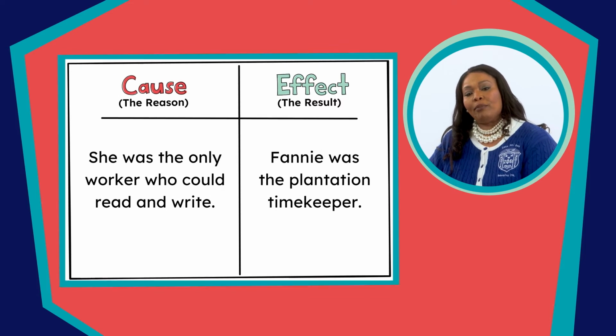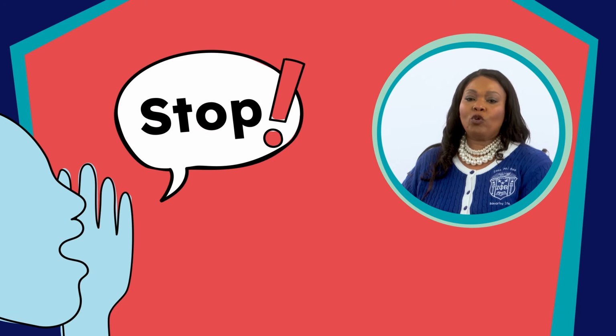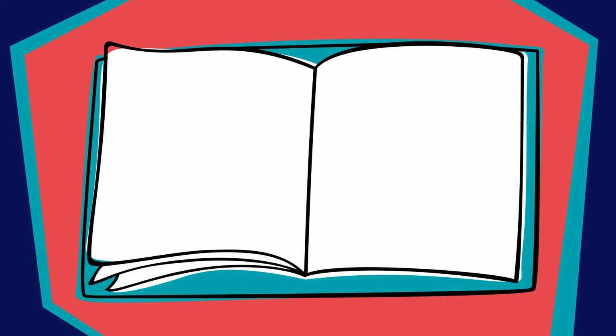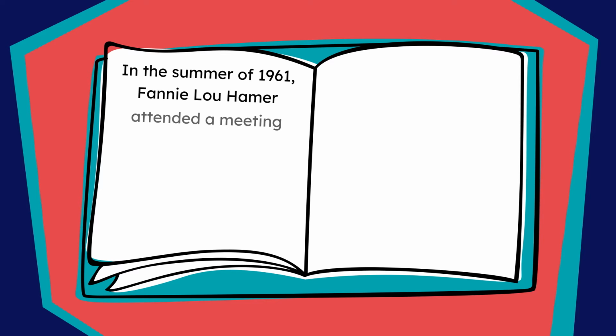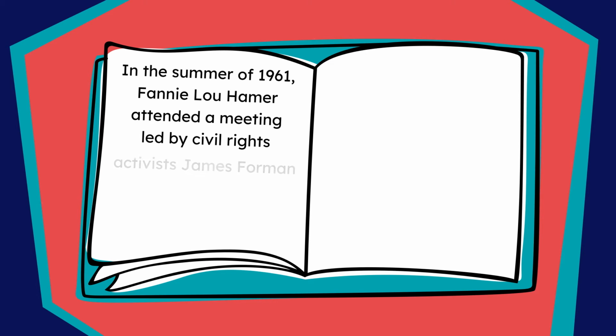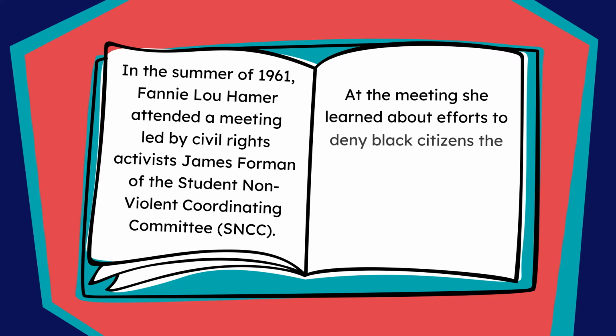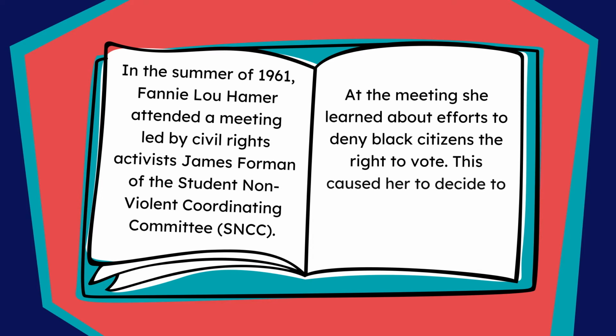Let's try another example. Remember to shout "stop" when you see signal words from your notes. This is more of her biography. In the summer of 1961, Fannie Lou Hamer attended a meeting led by civil rights activist James Foreman of the Student Nonviolent Coordinating Committee, SNCC. At the meeting, she learned about efforts to deny Black citizens the right to vote. This caused her to become an organizer for SNCC.